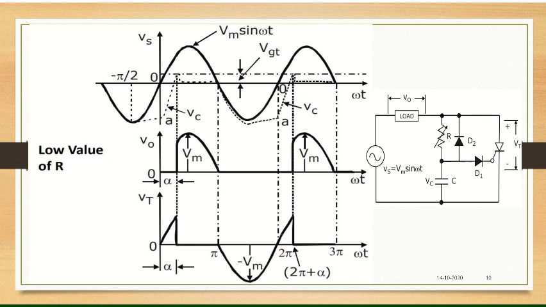Now if you observe the voltage across the SCR, initially this is the voltage which is similar to the input. The moment it is turned on, the voltage across the SCR will be 0, and during the negative cycle the same input will be appearing across the SCR.